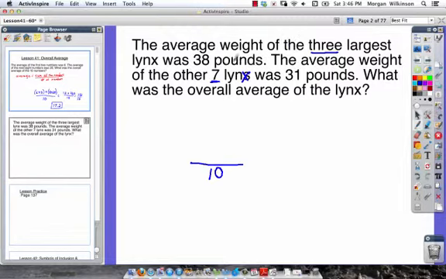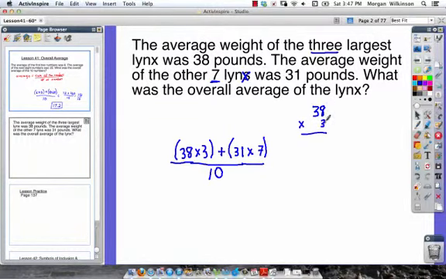The average weight of the 3 largest lynx was 38 pounds, so we're going to say 38 times 3 to figure out what the sum of those 3 lynx's weight would be. Then we're going to add to that. Looking back in the problem, the average weight of the other 7 lynx was 31 pounds. So we're going to multiply 31 times 7. We can go ahead and perform these operations to figure out what our numerator will be. So first we have 38 times 3.